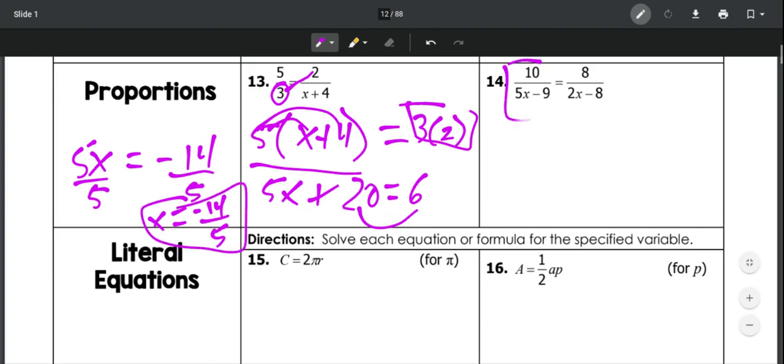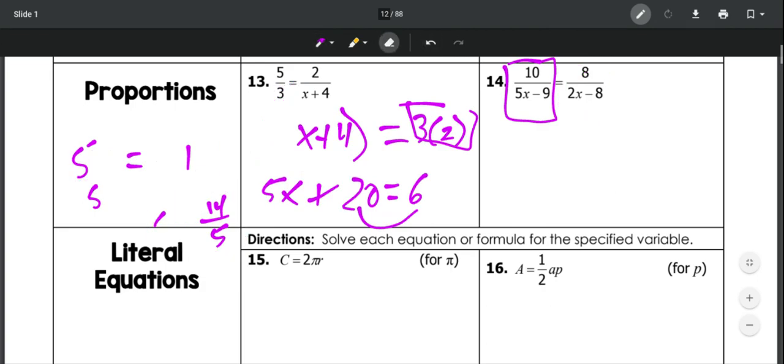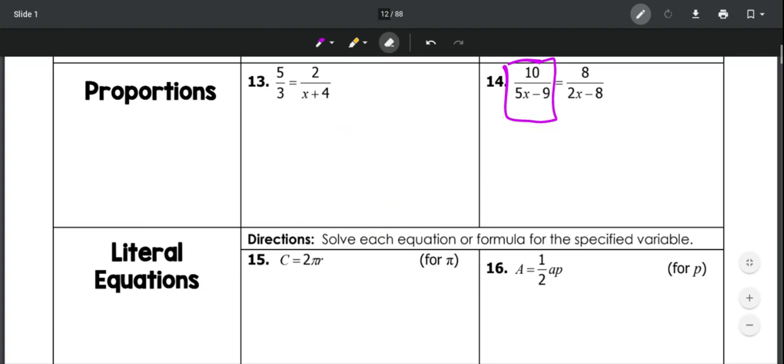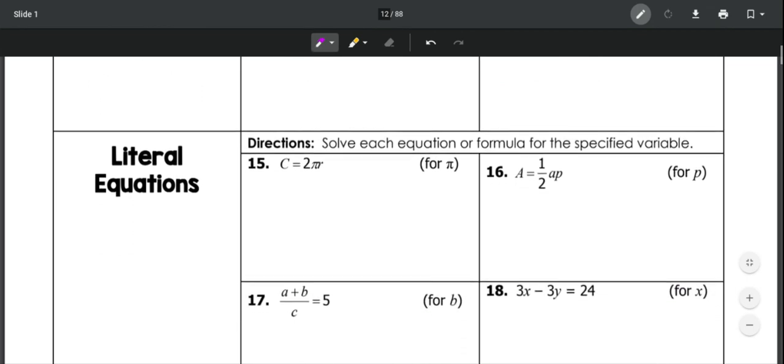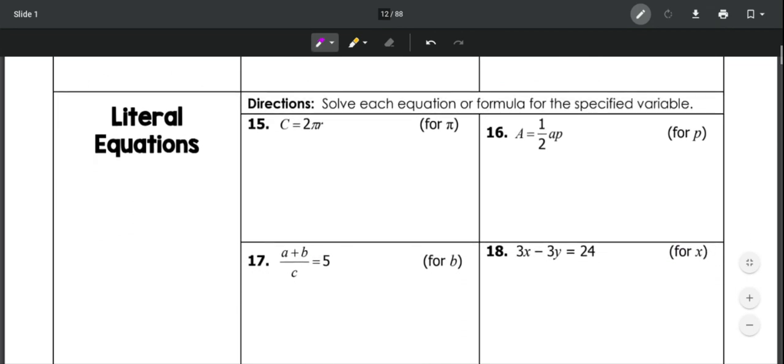So anytime you have two fractions here, we just cross multiply those two, then simplify, work it out. Okay, so now our last piece is the literal equations. And all literal equations really is doing this. So just read the directions, solve each equation for the specified variable.